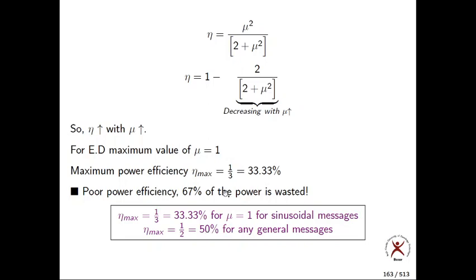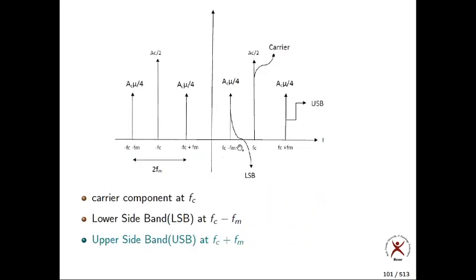Now, what is the reason? Can you tell me the reason for such low power efficiency in the case of AM? I told you just now. In the AM spectrum we have three things: the upper sideband, the lower sideband and the carrier. We are transmitting these three. The upper and lower sidebands contain identical information, but the carrier does not contain any information. We are just transmitting it without any information.